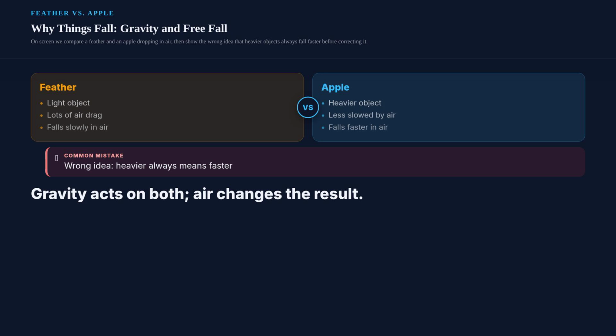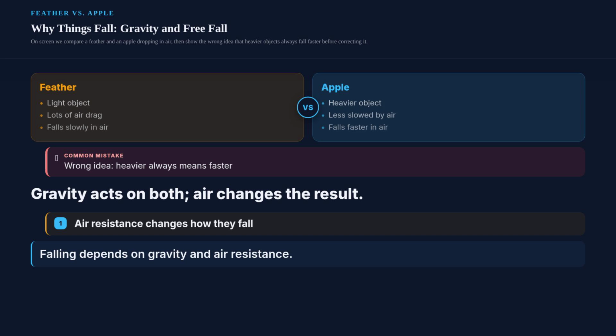The difference we notice in air is mostly because air pushes back on the feather more than on the apple. So if we want to be careful, we say the feather and apple do not fall the same way in air. The air is part of the reason, not just gravity. The bigger idea is that falling is not only about weight. It is about gravity pulling down and air slowing some objects more than others.